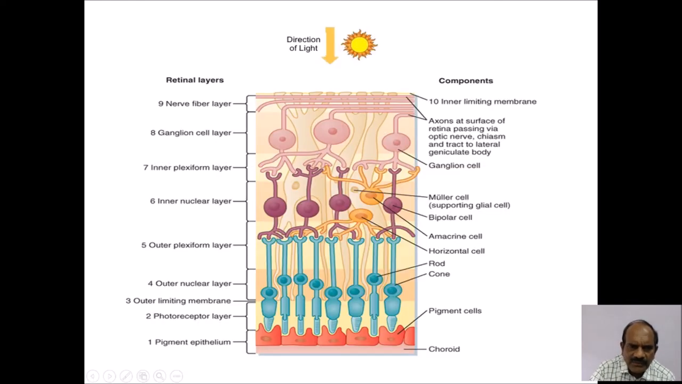And in this figure, remember, it shows the 10 layers and the direction of the light. What is the direction of the light? It is coming from the outer corneal surface and reaching the pigmented epithelial layer, and later the perception of the image is received by the optic nerve.